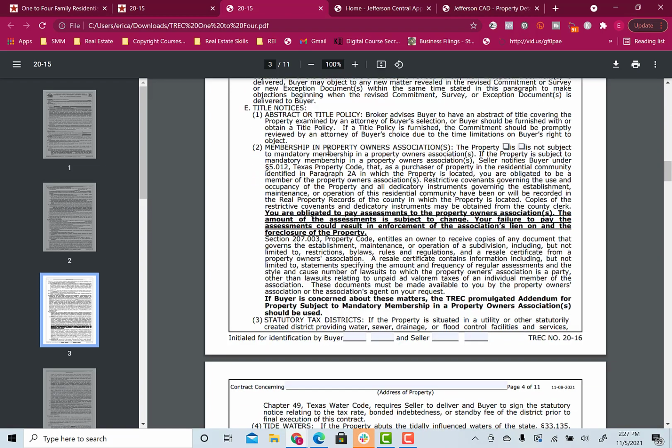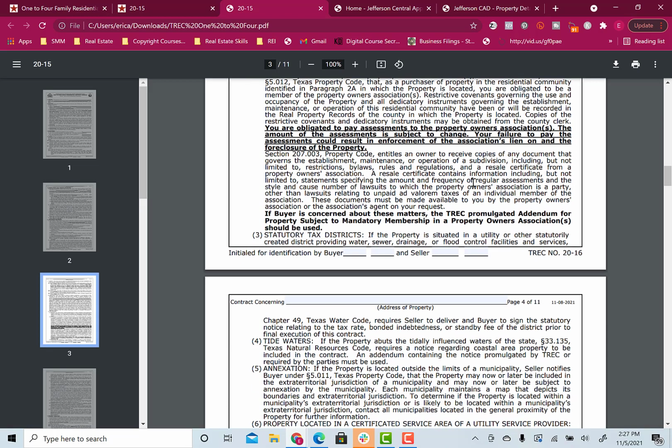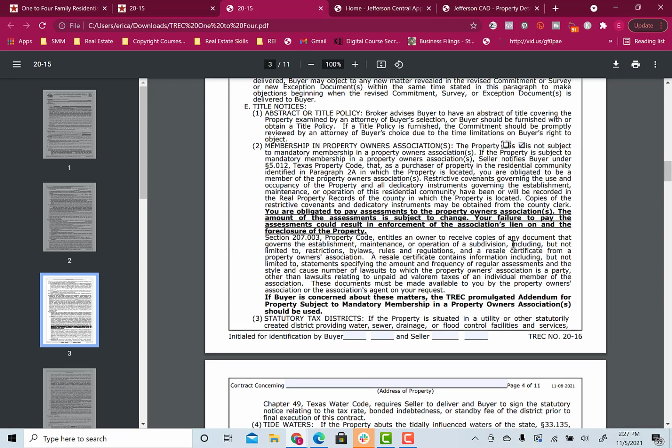So membership in a property owners association. They call it a property owners association now, but it is basically your HOA. So if the property is or is not within an HOA, and a mandatory membership to that. So you can say is or is not. The things I've been dealing with mostly have been not, but it's very frequent to have it within an HOA.